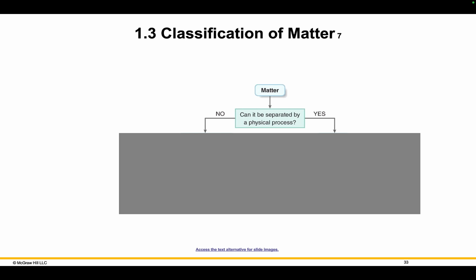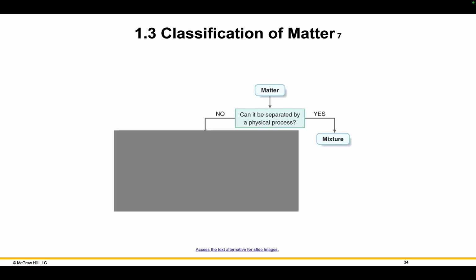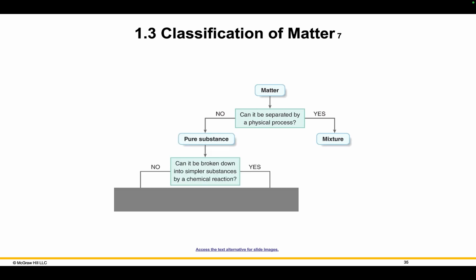So when you're classifying matter, you can ask yourselves a series of questions to determine, how do I classify this piece of matter? So the first question you would ask yourself is, can it be separated by a physical process? If the answer is yes, I can separate it by a physical process, then we know that it's a mixture, because it can be broken down and separated. However, if it can't be broken down, then we say it's a pure substance. And then you want to ask yourself, can that pure substance be broken down into simpler substances by a chemical reaction? If the answer is yes, then you have a compound.